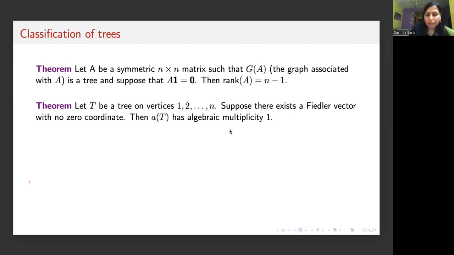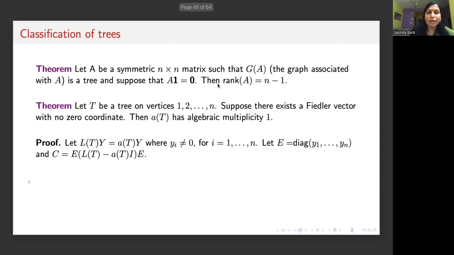This is an interesting thing, and using this only we can divide the tree class into two subclasses. So if there is a Fiedler vector without zero coordinate, then you can always say that the algebraic connectivity of the tree has multiplicity 1. Okay, so that we can prove using this result.